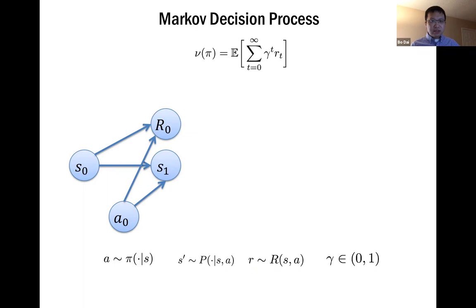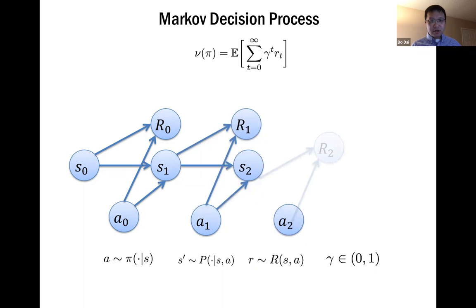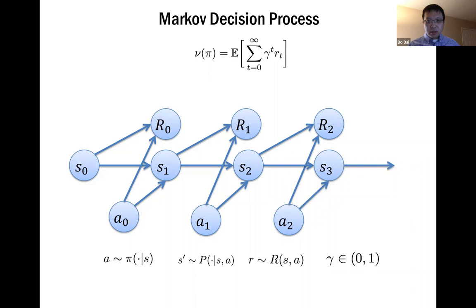And the MDP will iterate this procedure repeatedly, so on and so forth. We will have a trajectory. The trajectory can go to infinitely many steps or stop at some prefixed horizon. So in this talk, I will just talk about the infinite horizon MDP for simplicity. But our technique can also be generalized to fixed horizon MDP.